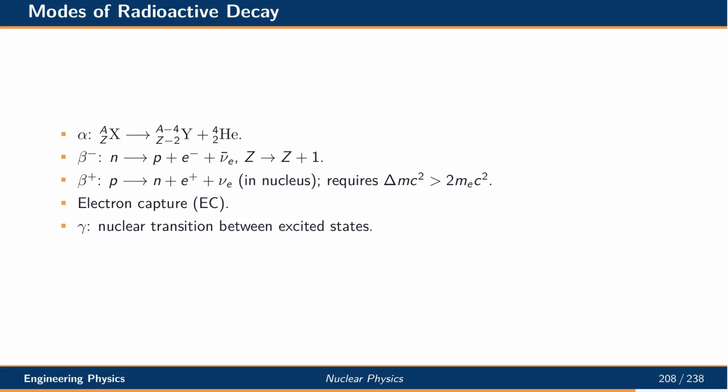There are several modes of radioactive decay. In alpha decay, a heavy nucleus emits a helium-4 nucleus. In beta minus decay, a neutron converts into a proton, emitting an electron and an antineutrino, increasing Z by 1. In beta plus decay, a proton converts into a neutron, emitting a positron and a neutrino, requiring sufficient mass difference. Electron capture is another route. Gamma decay involves transitions between excited nuclear states.